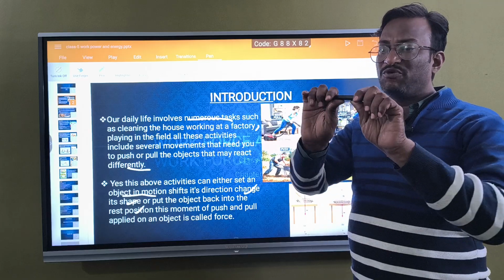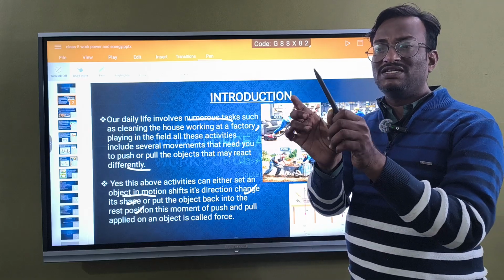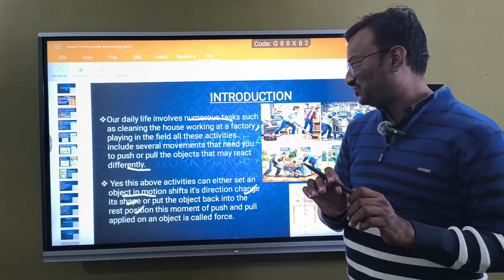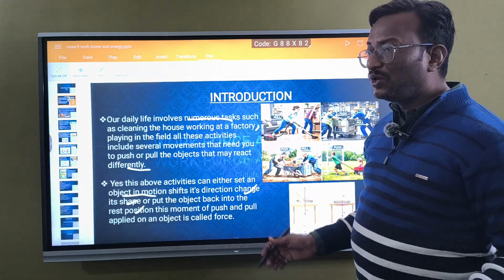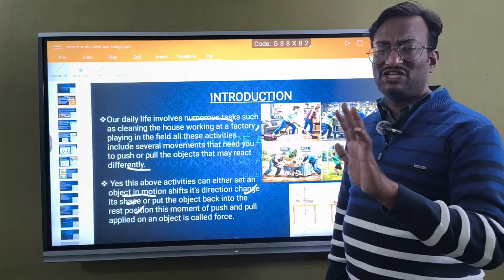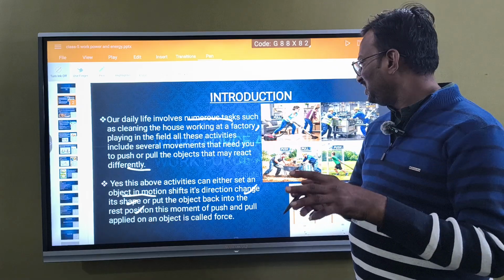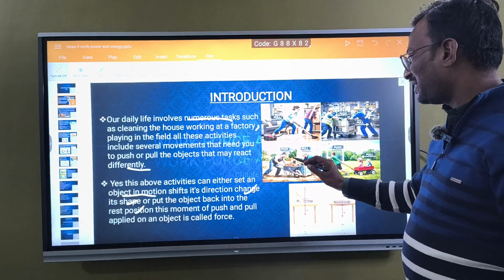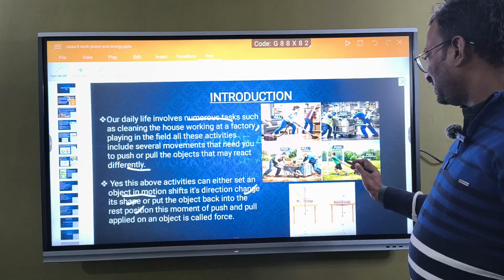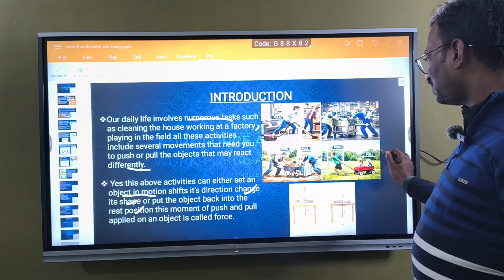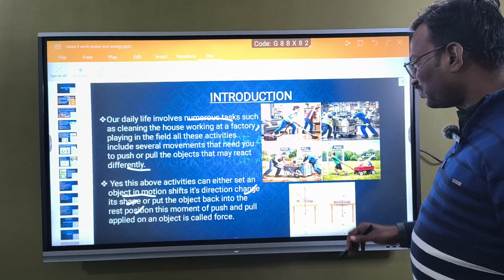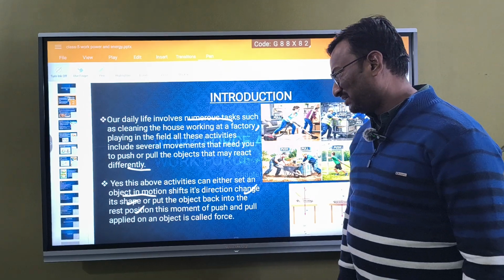If you break this, the shape of the object will be changed. Or a body which is already in motion, we can stop it. We can catch the ball so that the ball which is in motion will be stopped. See here, pushing and pulling, pushing a trolley. Likewise we are going to have different things.